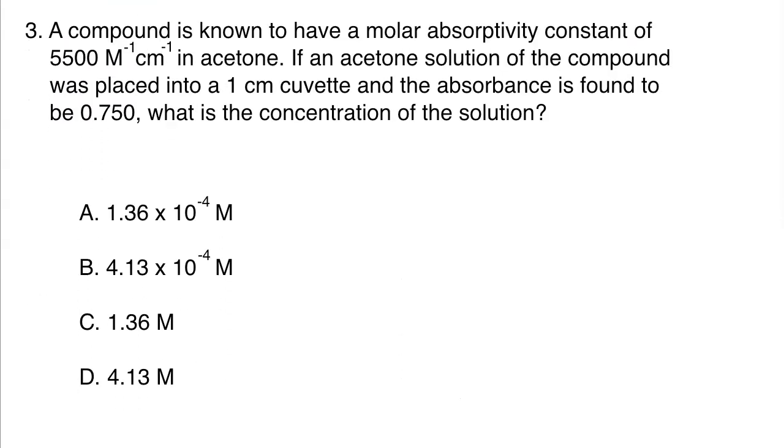And then number 3, a compound is known to have a molar absorptivity constant of 5,500 in acetone. If the acetone solution was placed into a 1 centimeter cuvette and the absorbance is found to be 0.750, what is the concentration of the solution? This is pretty straightforward. You want to use the Beer-Lambert law. So it's going to be absorbance equals the constant, which is represented by epsilon, times L, which will be the path length, times C, which will be the concentration.